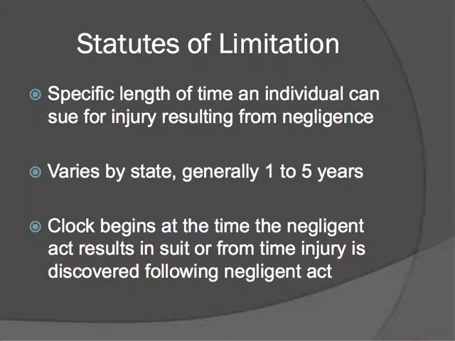So, statutes of limitation. There's a specific length of time an individual can sue for injury resulting from negligence. This does vary state to state. Generally, it's 1 to 5 years. The clock begins at the time of the negligent act that results in the suit, or from the time the injury is discovered following the negligent act. Now, minors generally have an extension.